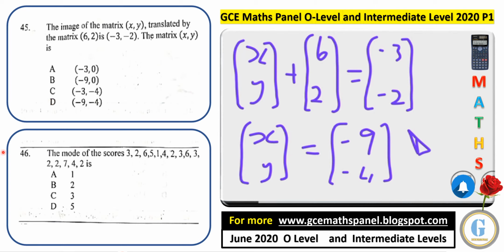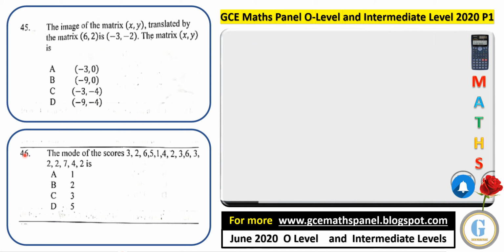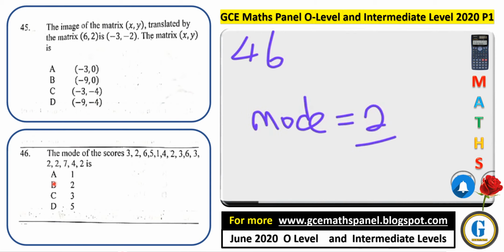Question 46, we have the modes of the scores. When you look at all of these numbers here, the number that occurs the highest number of times for question 46 is 2. And 2 occurs how many times? 1, 2, 3, 4, 5 times. So 2 occurs the highest number of times. So the mode is equal to 2. This gives us B. Question 46.